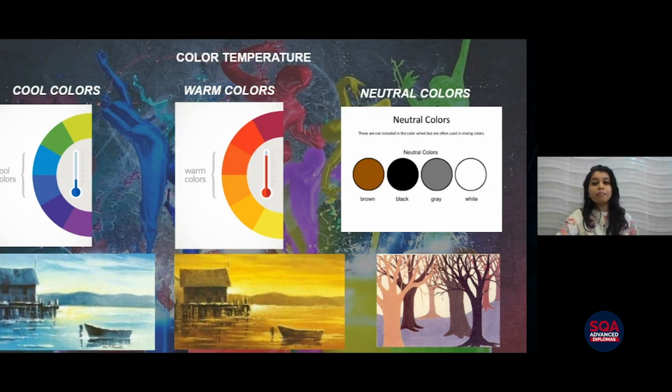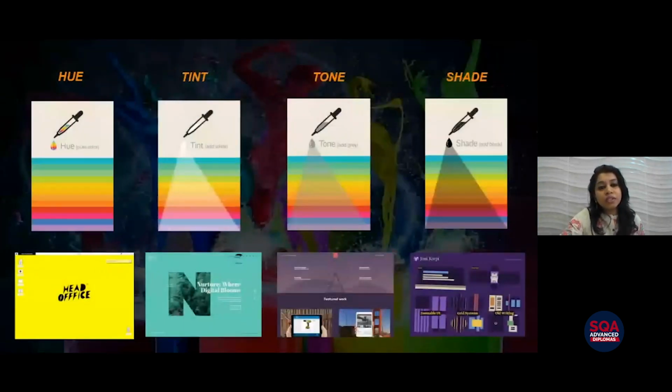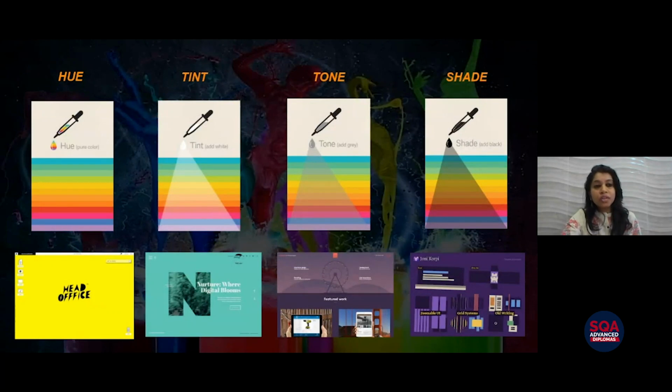Now, why is it important to know about these terms in color scheme? Like I told you, hue is basically the name of the color, whichever color. For example, it is green, it is orange, it is red. All these you call a hue.